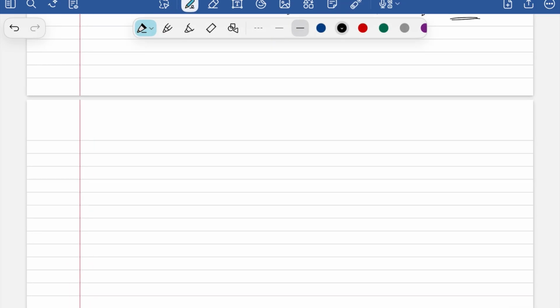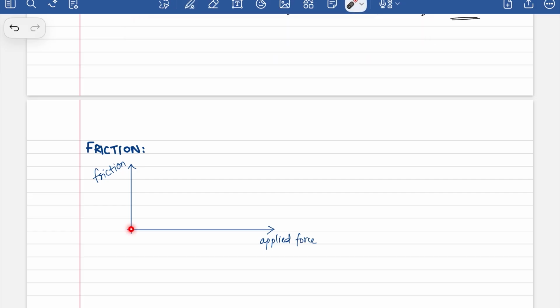Okay, let's now talk about the idea of friction. You must have heard of static and kinetic friction. If I were to now draw a graph where on the y-axis I have the magnitude of friction, and this here is your applied force. Starting at 0, when you have 0 applied force, how much is the friction?